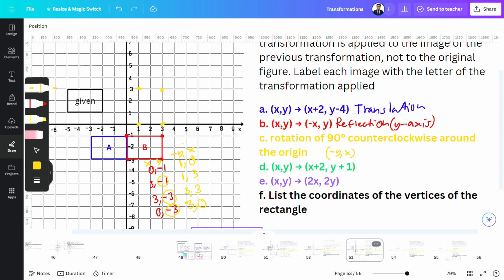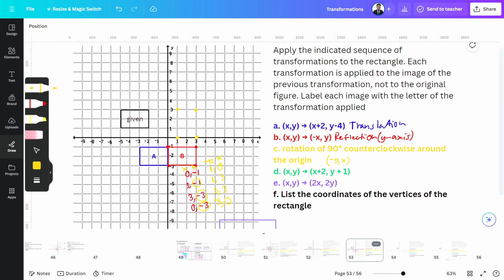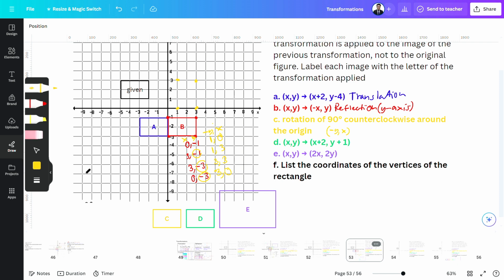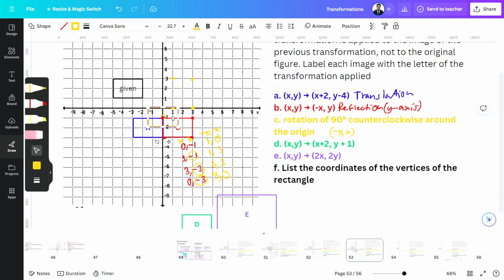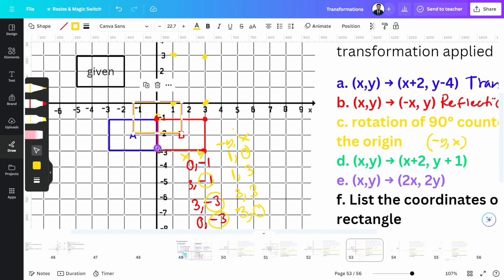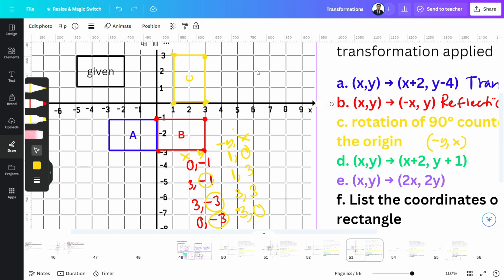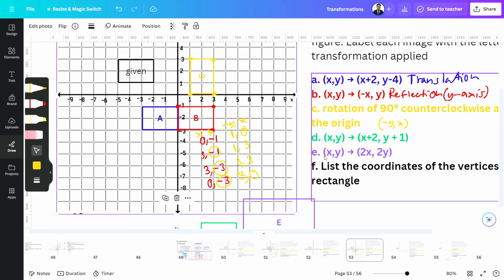That's why when we rotate the figure B here, it would actually look like this. I prepared already the letter C here, and then we rotate it. It would look like this one here. That's letter C. I hope that one is clear. Now, let's do letter D. Let's just change the color of our pen.